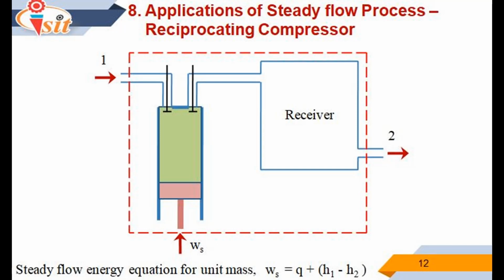there is appreciable heat transfer involved during the process. Thus, the steady flow energy equation for unit mass reduces to Ws is equal to Q plus (H1 minus H2), where Q is negative and H2 is greater than H1. Therefore, Ws is negative, or work is done on the system.